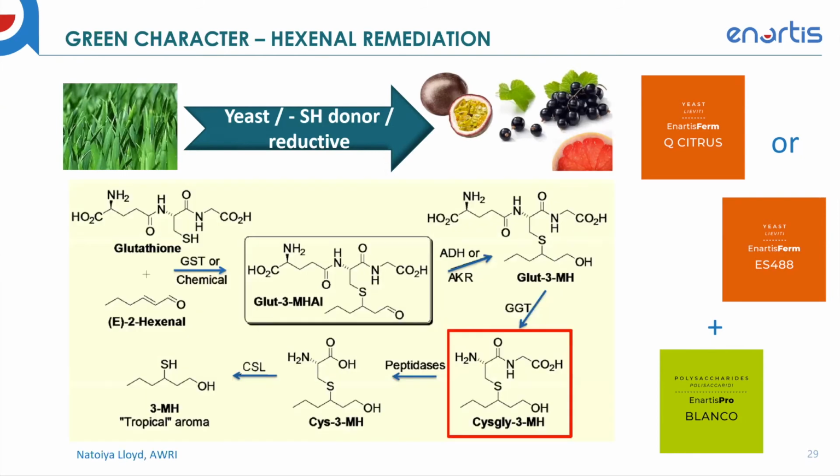I won't go over all of the biochemistry going on here, but just know that if you have something like hexanol or grassy character, by using something like ES488 in a red must in combination with something like Pro Blanco, we give the yeast a source of glutathione with the Pro Blanco, and the yeast will take that glutathione, attach it to the hexanol, and spit it out as a fruity aroma. So you take a green character and turn it into something more fruity. That's another strategy for reducing green character.